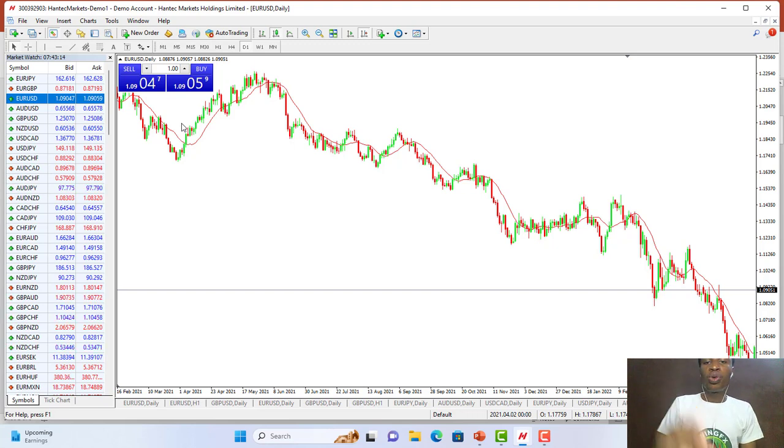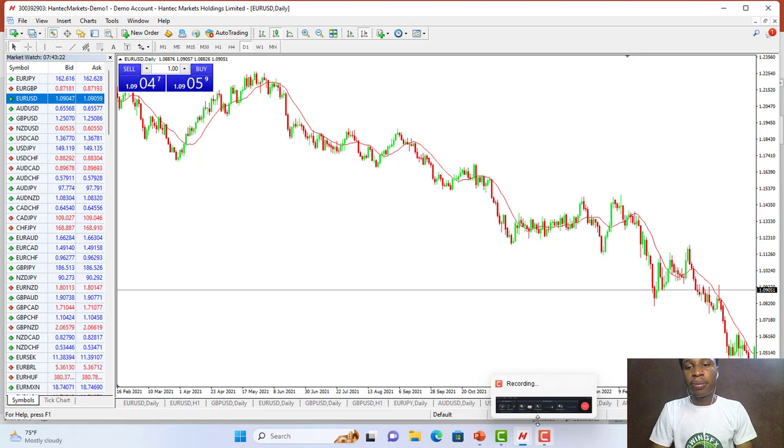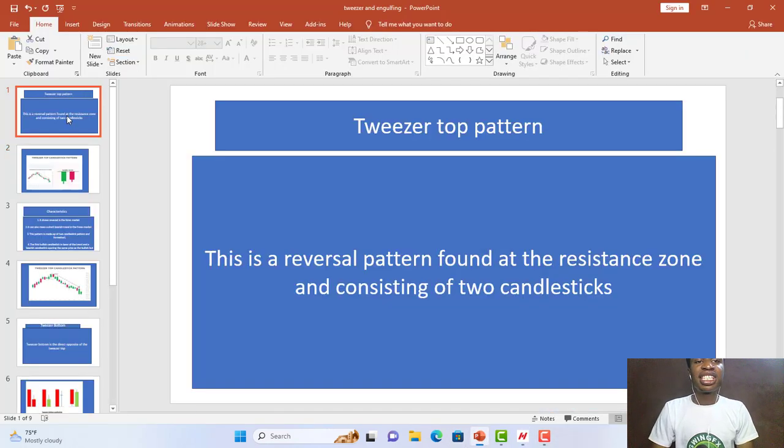Right, so what do we have today? It's a candlestick pattern known as the tweezer top and the tweezer bottom pattern. I come again, the tweezer top and the tweezer bottom pattern. So what is this pattern? The tweezer top is a reversal pattern found at the resistance zone and consisting of two candlesticks, right?